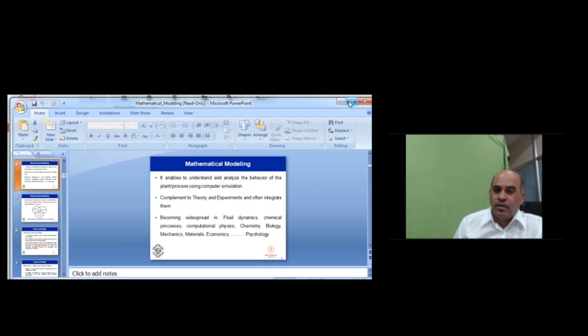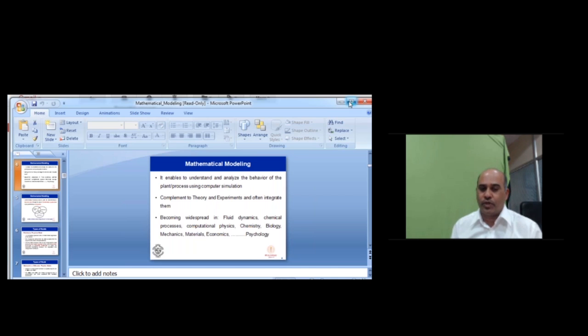It enables us to understand and analyze the behavior of the plant process using computer simulation. Once you form the mathematical equations, then after analyzing and simulating, it will give some analysis regarding how the system will behave and function. It is definitely a complement to theory and experiments, and often integrates both together.